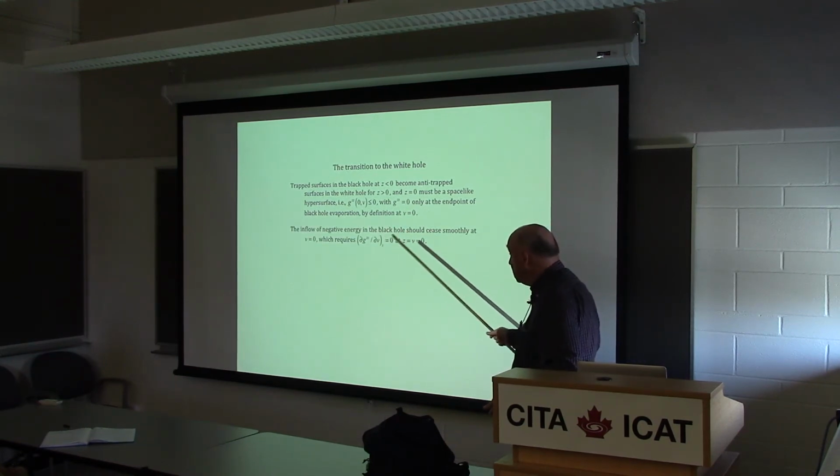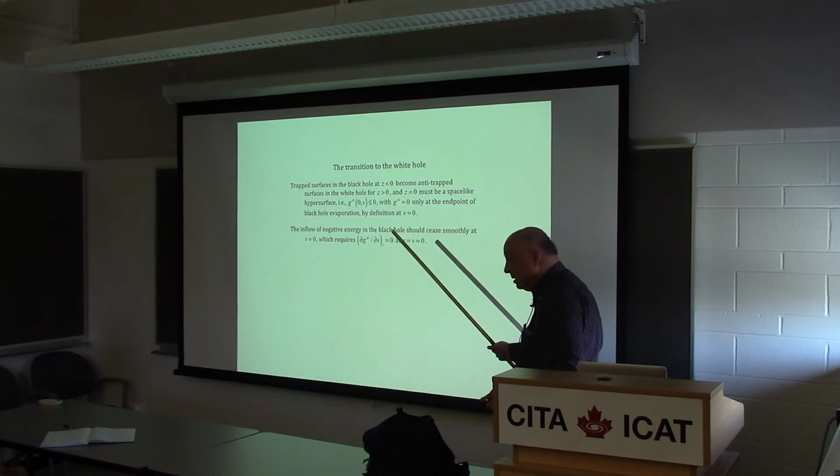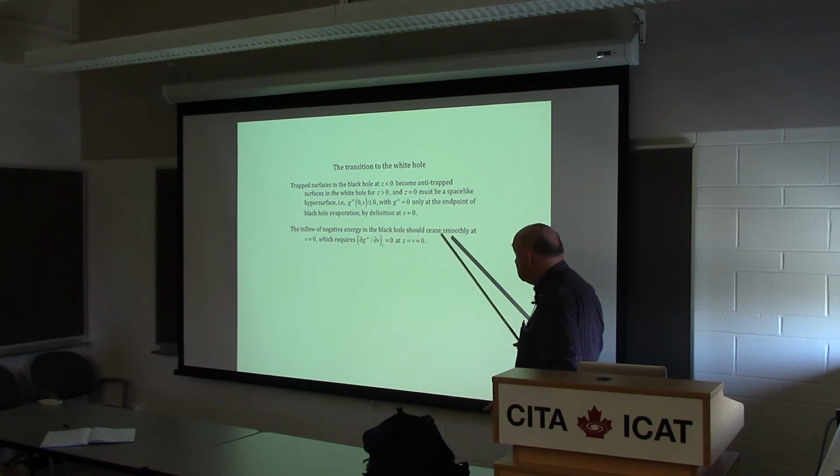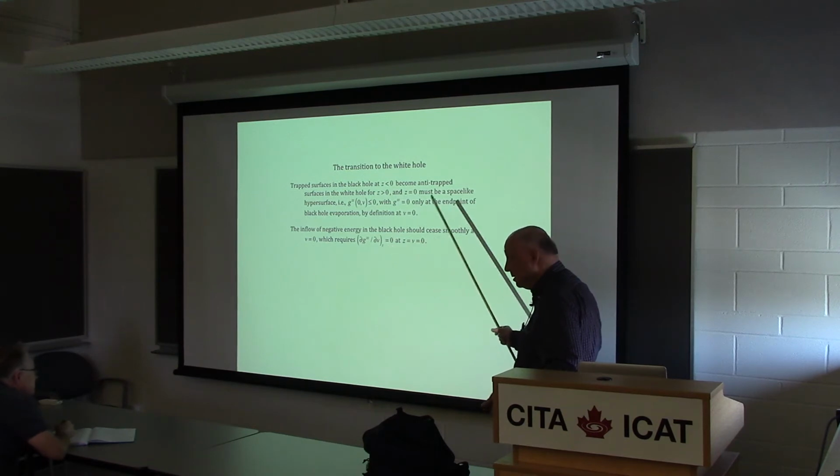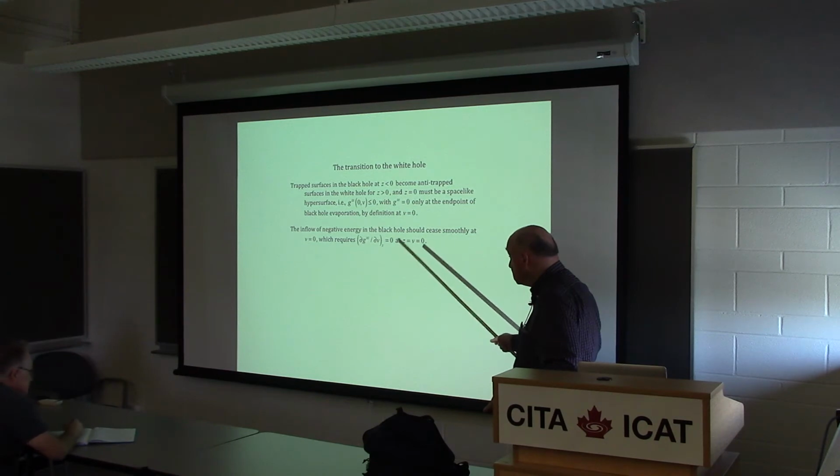Now, the inflow of negative energy from the Hawking partners in the black hole, I'm going to assume goes to 0 at this endpoint, at V equals 0. And because it's proportional to the V derivative of G_ZZ, I'm going to assume that the derivative of G_ZZ with respect to V equals 0 at this endpoint, V equals 0.